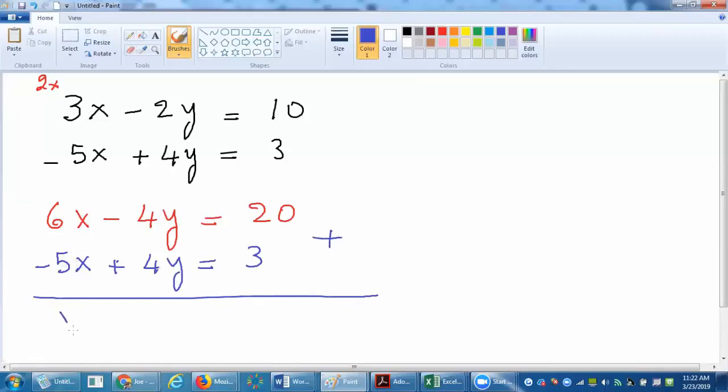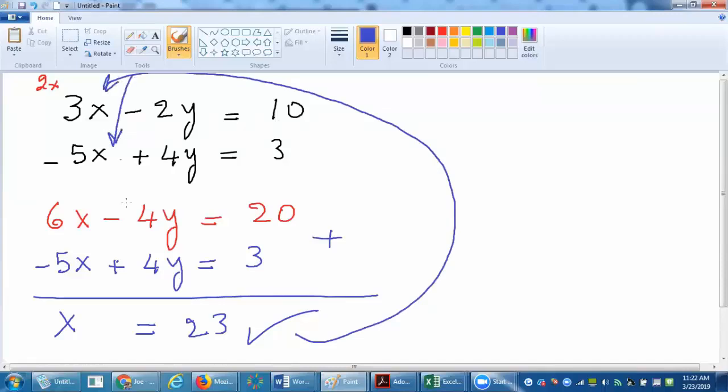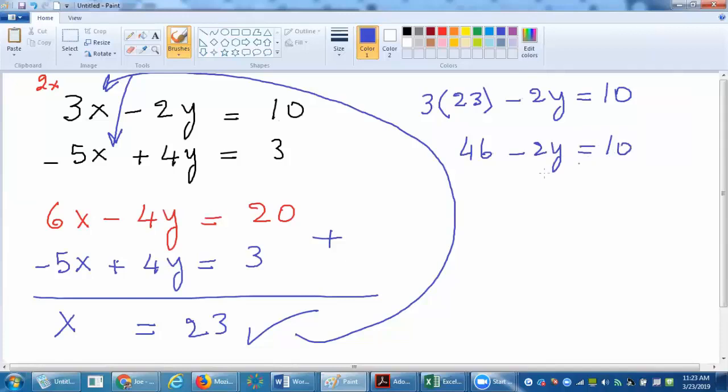6x minus 5x is just x. Negative 4y plus 4y is 0. And 20 plus 3 is 23. So now we found x. To find y, all we have to do, plug x either in the first equation or the second equation. Let's plug it in the first equation. 3 times 23 minus 2y equals 10. So this is 46 minus 2y equals 10. Subtract 46 from both sides.